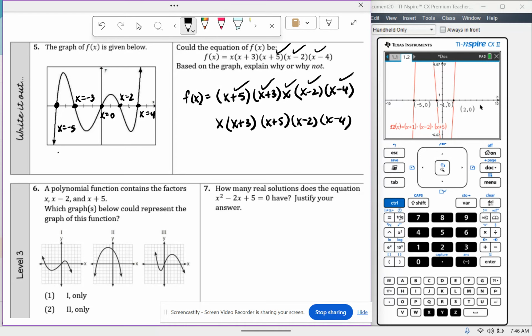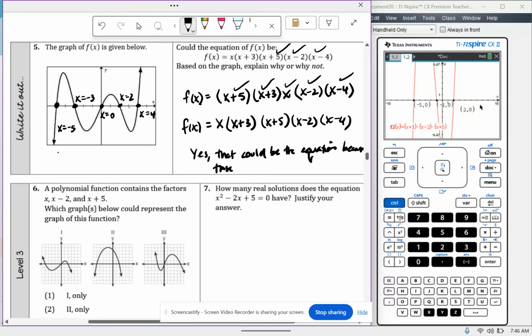Okay, so yes, that could totally be the equation. So we could say, yes, that could be the equation, because those factors match the roots.